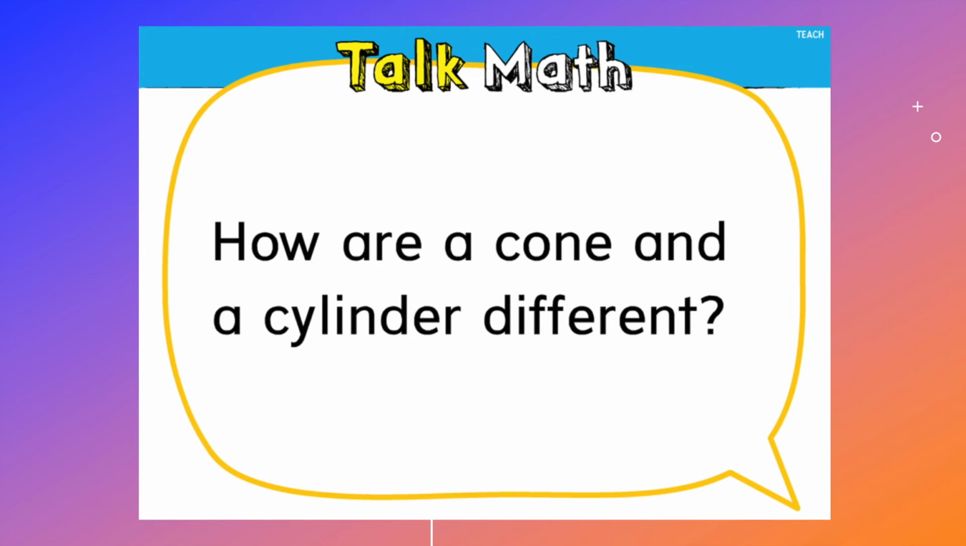How are a cone and a cylinder different? Yes, they are different because the cone has only one face while the cylinder has two. They're also different because the cylinder has no vertices and the cone has one.